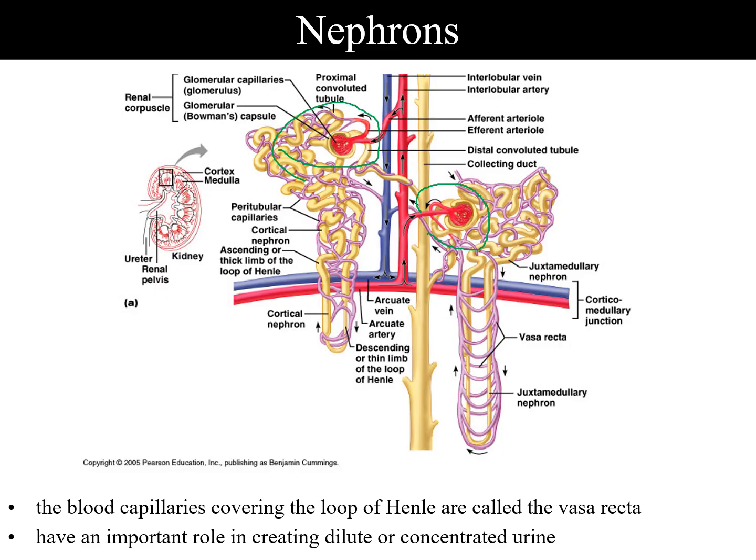So you can see here in the cortical nephron, we have an extensive peritubular capillary network covering the entire nephron. And in the juxtamedullary nephron, you can see how this capillary network looks a little different. And specifically right here, the portion covering the loop of Henle looks very different. So anatomically, it's given the name vasa recta.